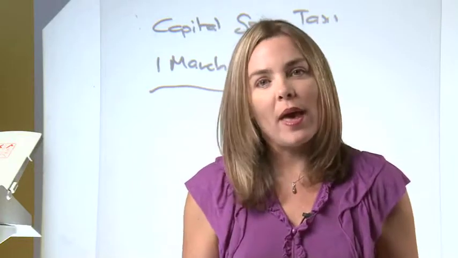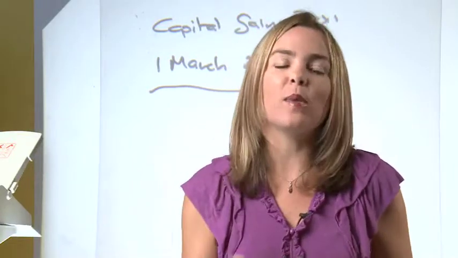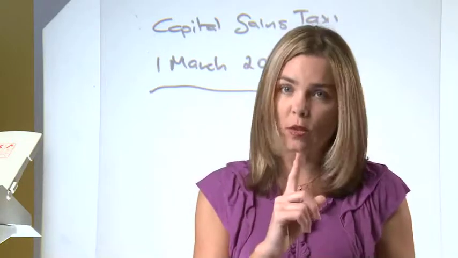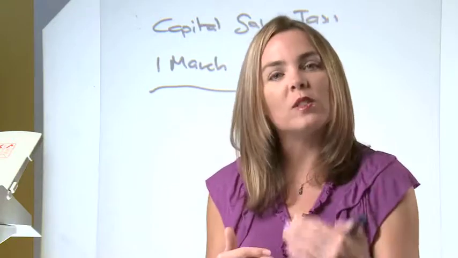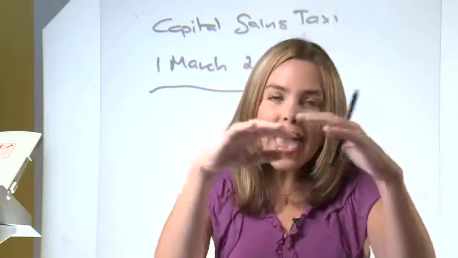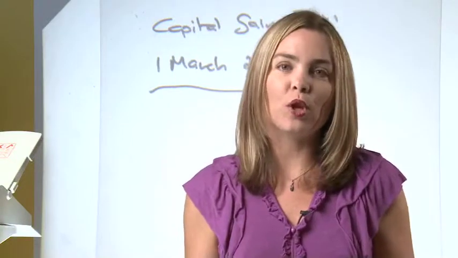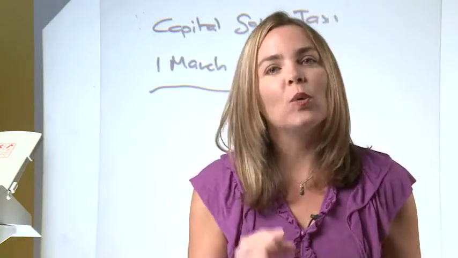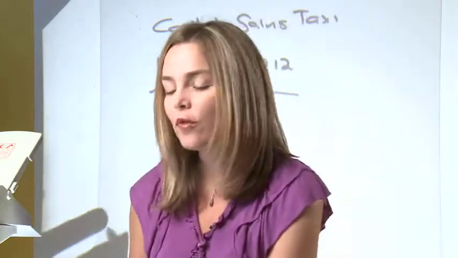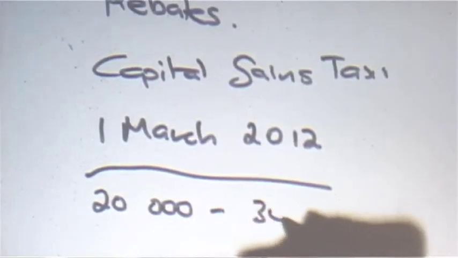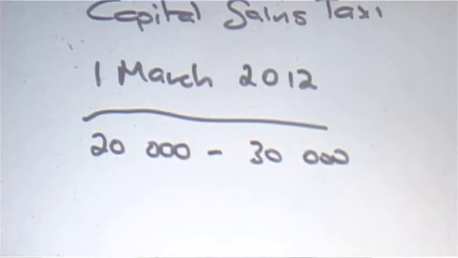Now, if our taxpayer is a natural person taxpayer or a special trust, which isn't a normal trust, from their aggregate capital gain or loss for the year, we would then take off their annual exclusion. Now, what's happened is, from the 1st of March 2012, the annual exclusion that a natural taxpayer can enjoy has increased to 30,000 every year of assessment.